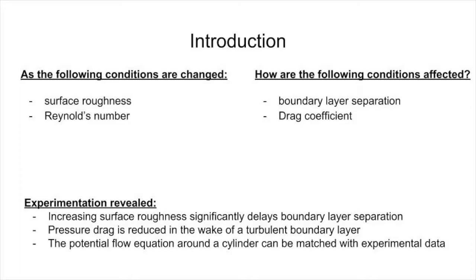Our findings were as follows. Increasing surface roughness significantly delays boundary layer separation. Pressure drag is reduced in the wake of the turbulent boundary layer as a result, and a potential flow equation, 1 minus 4 sine squared theta, can be matched with experimental data.